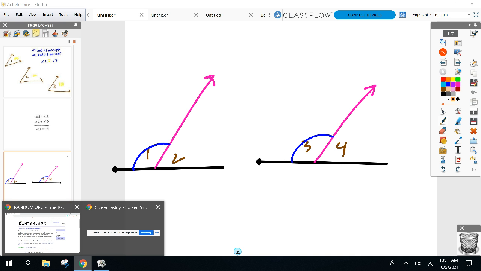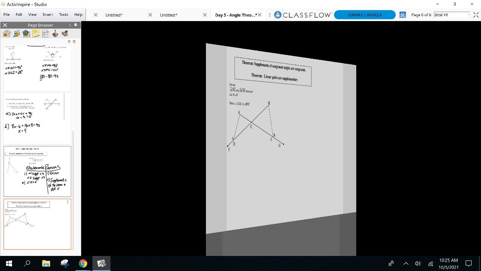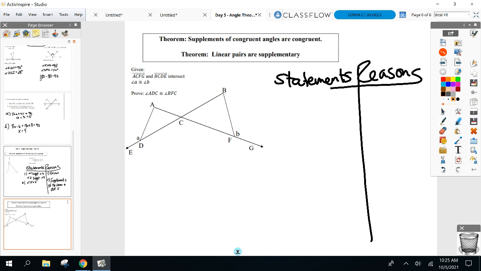All right? So let's go back to this new proof we have. Statements, reasons. If anybody's wondering why they're telling us A, C, F, G, and B, C, D, E are rays, that's because they want you to know they're straight lines that add up to 180. Okay, that's why. There's no bend in them anywhere. They are straight lines.